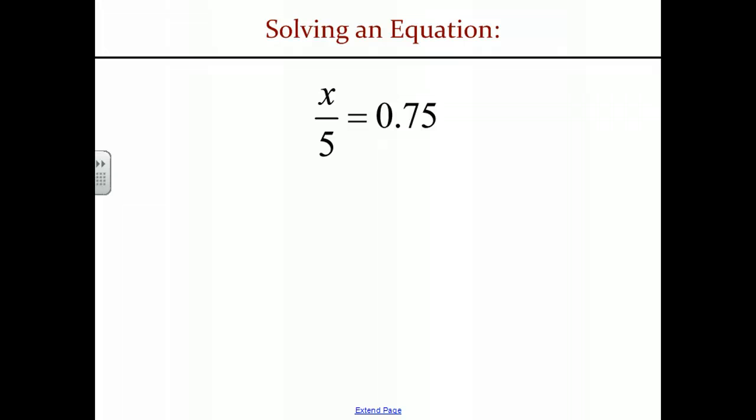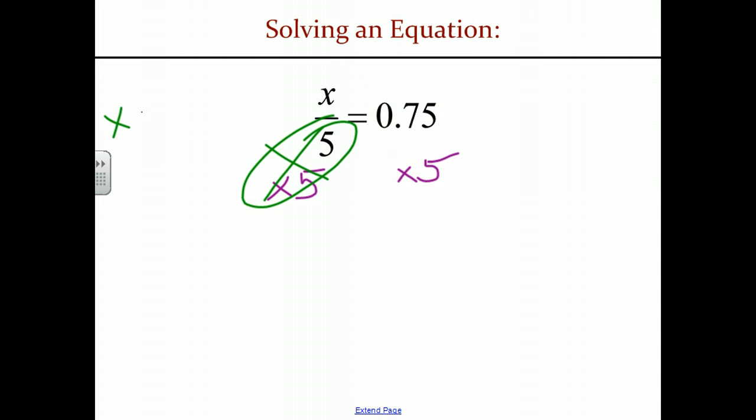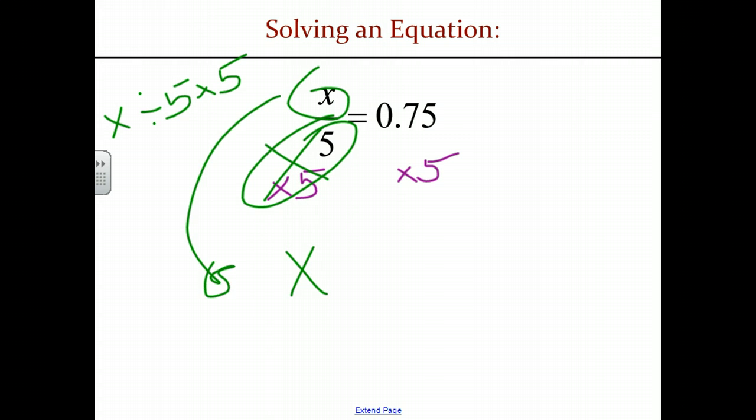We know that to undo division, we have to multiply. So we multiply the right-hand side to get rid of the 5, which means we have to multiply the left-hand side by 5 to get rid of the 5 at the bottom of the fraction. So we have to multiply both sides by 5 to keep the equation in balance. These two 5s cancel each other out. It's like saying x divided by 5 times 5, which just leaves us with x.